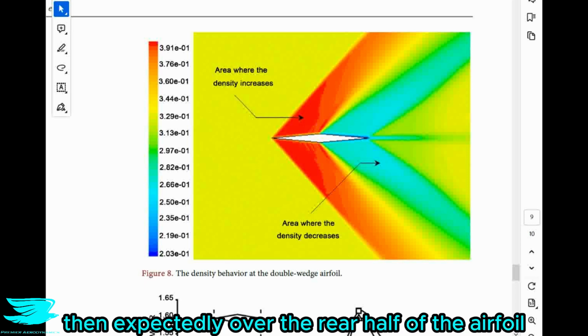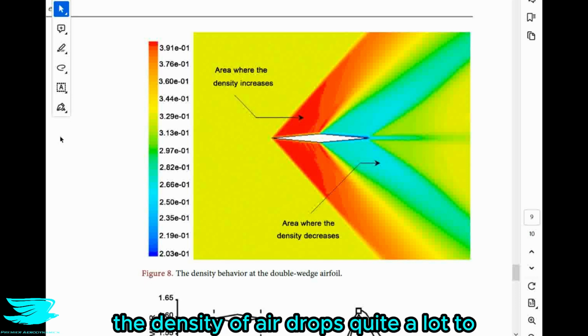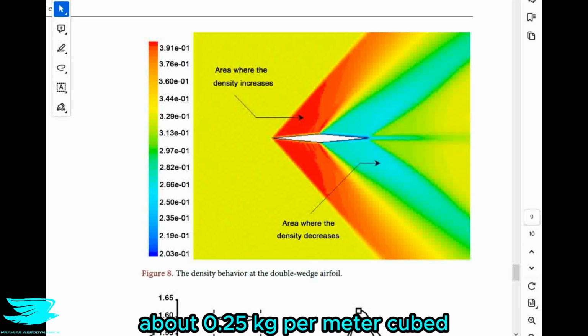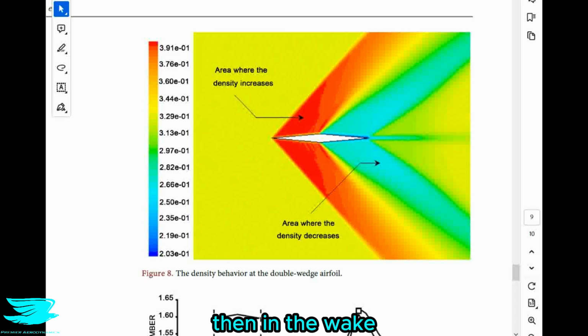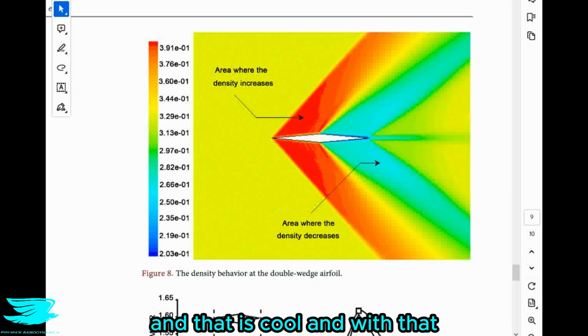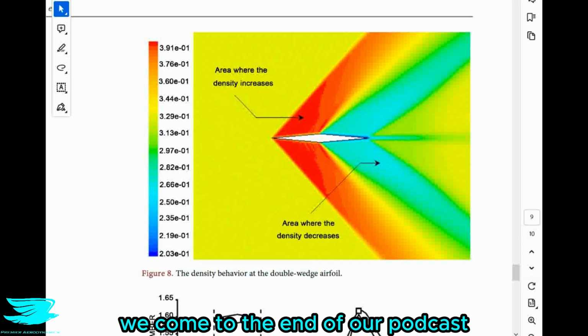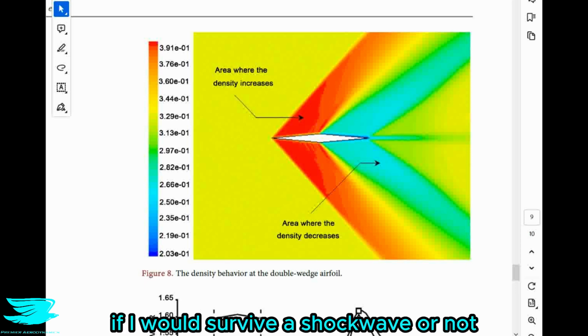Then expectedly, over the rear half of the airfoil, where we are expanding the flow now, the density of air drops quite a lot to about 0.25 kilograms per meter cubed, which is about 40% lower than just after the oblique shock. Then in the wake, it gets back up to the free stream values. And that is cool. And with that, we come to the end of our podcast. I really, really liked this one. It had shockwaves and expansion fans. And most of all, I got to figure out if I would survive a shockwave or not.